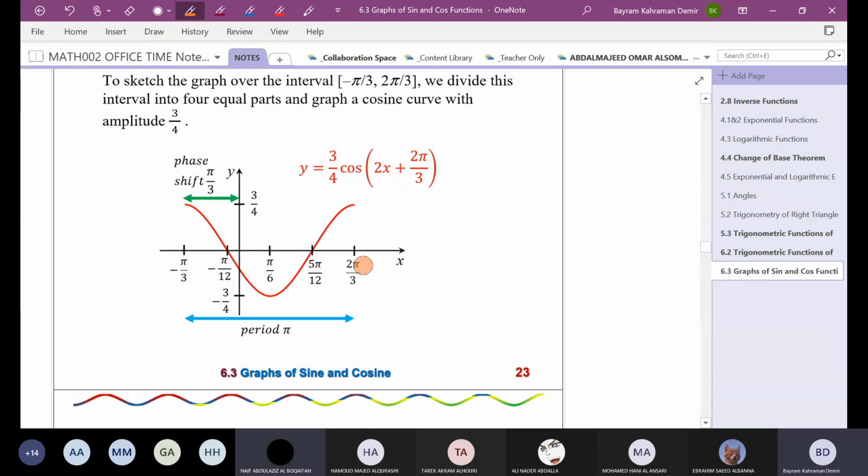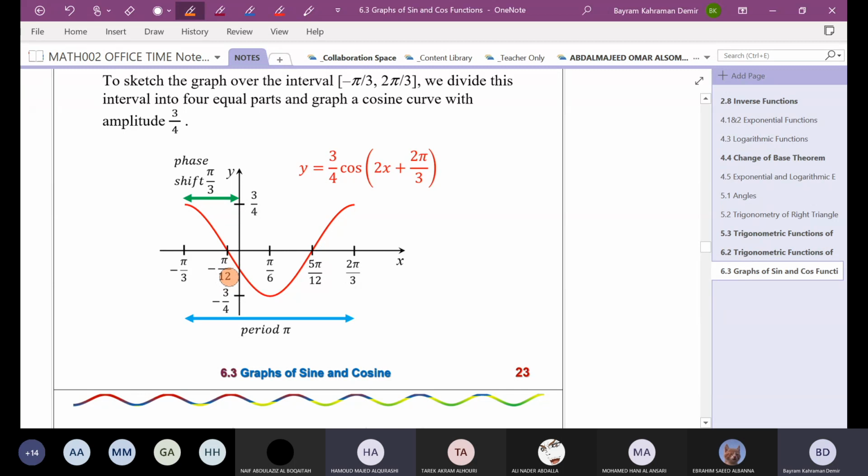And how much do we add for each interval? What is the length of each interval? Divide the period by 4. Each interval is pi over 4, the length. Now, how did I find the negative pi over 12? You add pi over 4. Negative pi over 3 plus pi over 4 is going to be negative pi over 12.